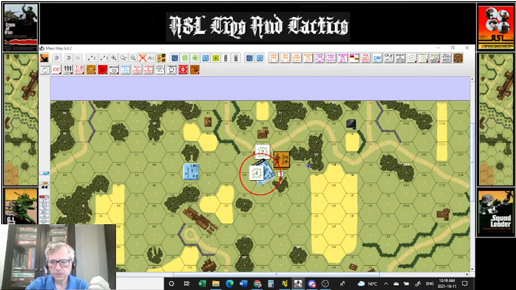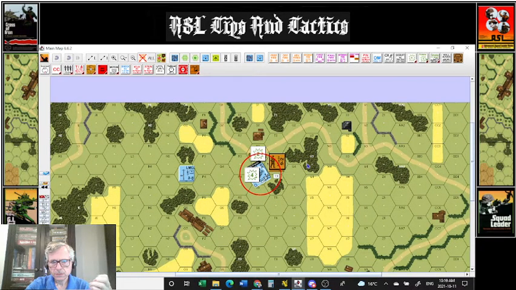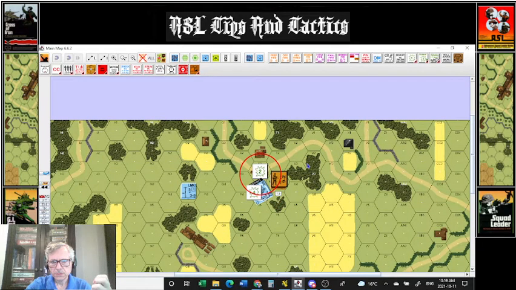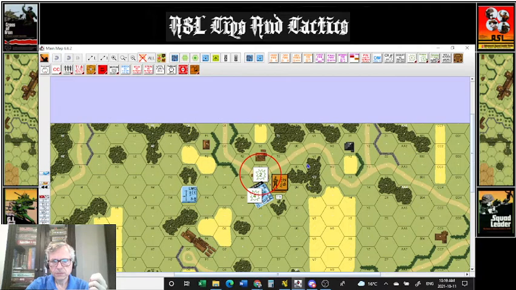Now this one gets halved for area fire. This one gets halved for spray fire. This one gets halved for spray fire and then halved again for area fire. So the attack against this hex would be an 8 flat, or 8 minus 2 if you wanted to be technical with the leader. And the attack against this one would be a 4 flat.